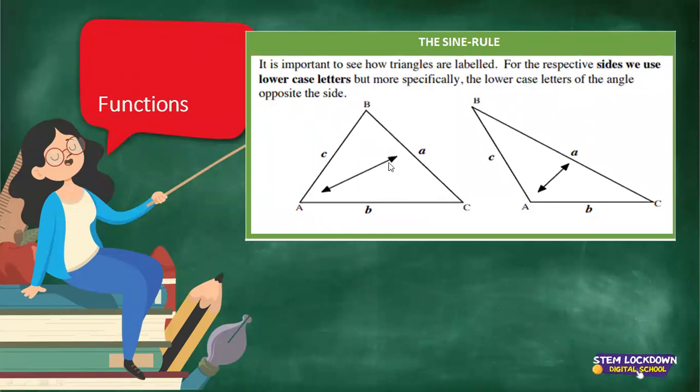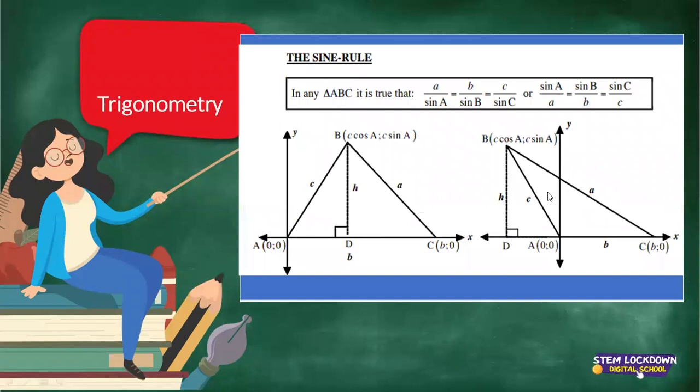You can be asked to use the acute angle triangle to prove the sine rule, or use an obtuse angle triangle to prove the sine rule. So now we're going to consider the two: using the acute angle triangle and using the obtuse angle triangle.